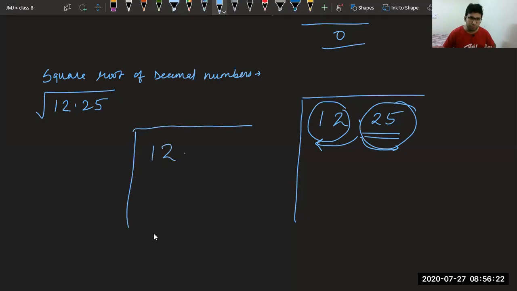We will again form pairs. Before decimal, we form pairs from right to left. And after decimal, we form pairs left to right, like this. I hope this point is clear to you. Before decimal, we form pairs right to left, and after decimal, we form pairs left to right. Is it clear to all of you? Please confirm.